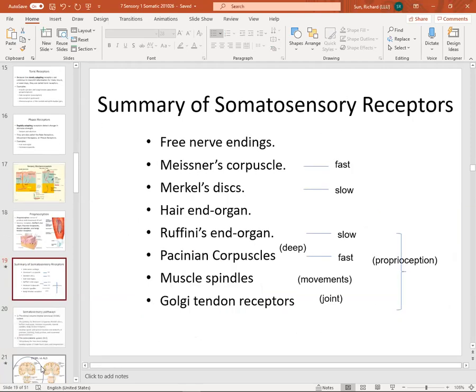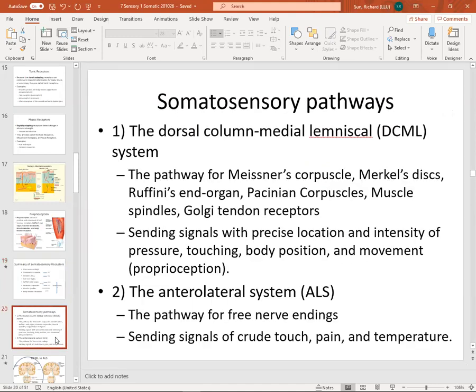So this one summarizes it. We have different receptors from the top to the deep tissues. Some adapt fast, some adapt slow. And these four, in the deep tissue, are the ones to provide proprioception. Now, when we have this receptor, we detect it and send signal into the spinal cord. The next step is to transduce this signal into the brain.